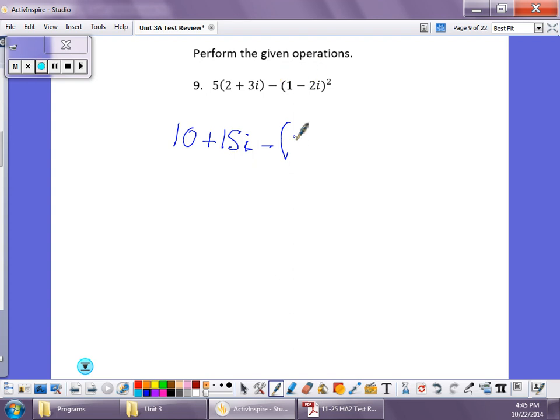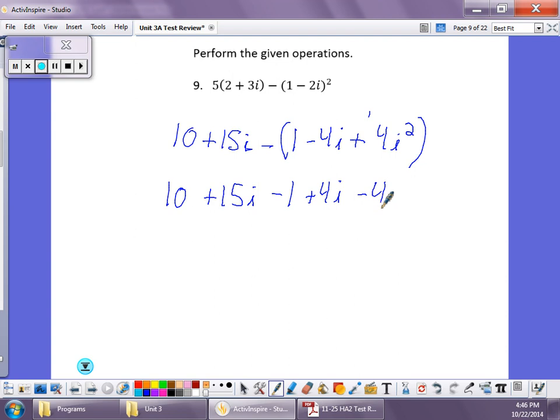So I want to put a parenthesis there, square the first, double the product, square the last. Now this negative has to be distributed to all three of those. So you get 10 plus 15i minus 1 plus 4i minus 4i squared. I can combine like terms. So 9 plus 19i minus 4i squared.